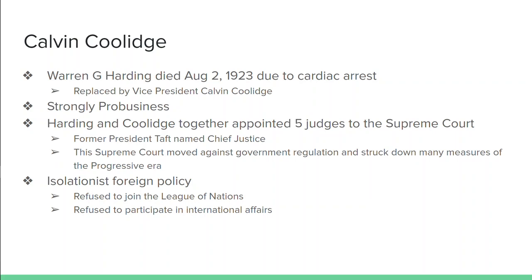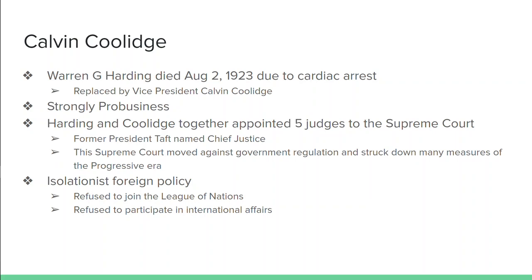So if you can't tell, Calvin Coolidge was extremely pro-business, and really Warren G. Harding was too. Between Warren G. Harding and Calvin Coolidge, they tried to undo pretty much everything that was done during the Progressive Era. They also are going to appoint five Supreme Court justices between the two of them, including former President William Howard Taft, who becomes the Chief Justice of the Supreme Court.